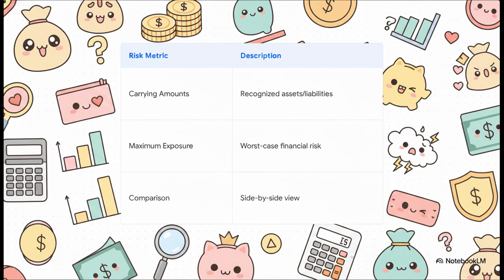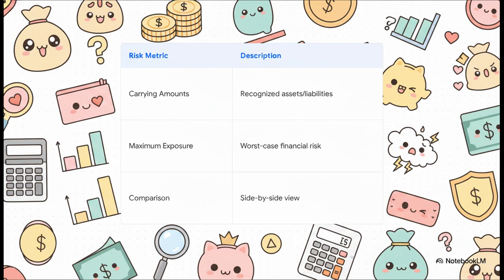This next part brilliantly illustrates the ultimate goal of the standard, which is quantifying off-balance sheet risk. IFRS 12 requires a tabular summary comparing current carrying amounts with the entity's maximum exposure to loss. And maximum exposure to loss means the absolute worst-case scenario. By forcing management to put the recognized assets right next to the absolute worst-case financial risk, you can immediately see the delta. And if a company can't quantify that maximum exposure, the standard forces them to disclose that terrifying fact and explain exactly why.